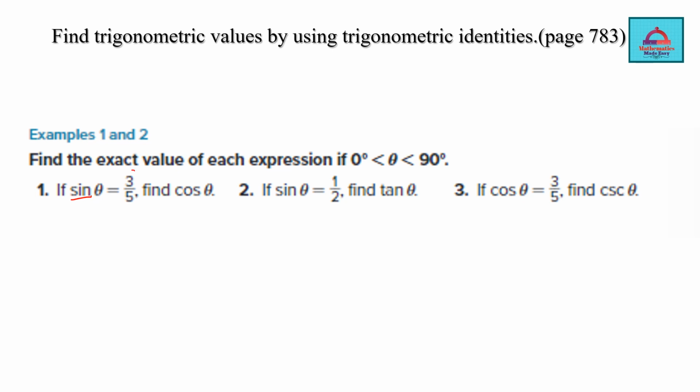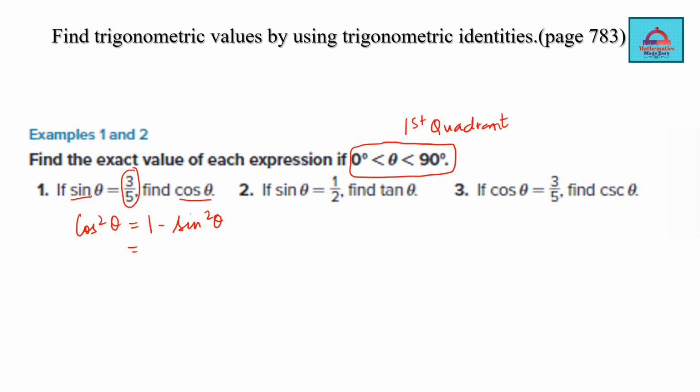So here sine value is given to you. You need to find the cos value. Also you are given theta lies in 0 to 90, so this is the first quadrant. In the first quadrant, when your sine is this value, you need to find the cos value. That means you are going to use the Pythagorean identity, since sine is given but you need cos.